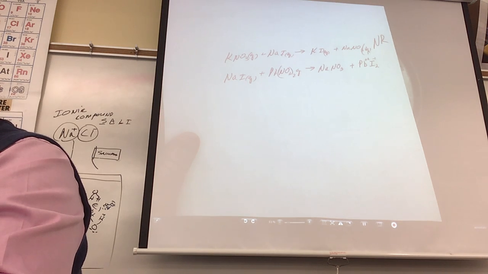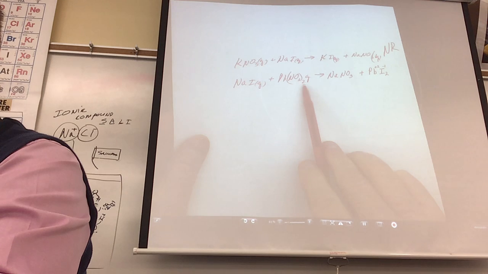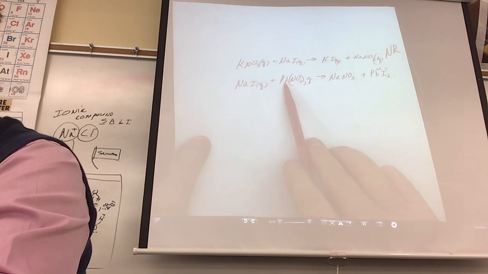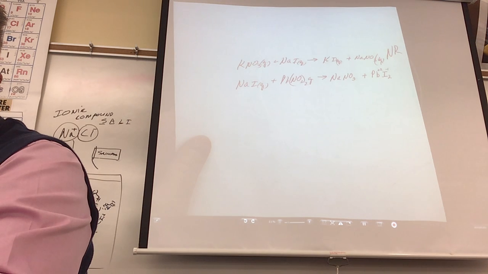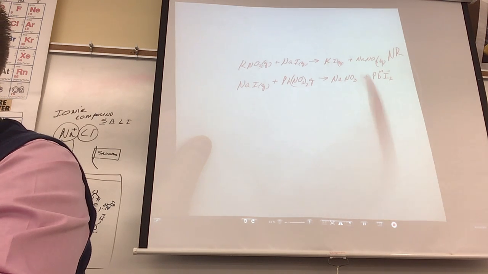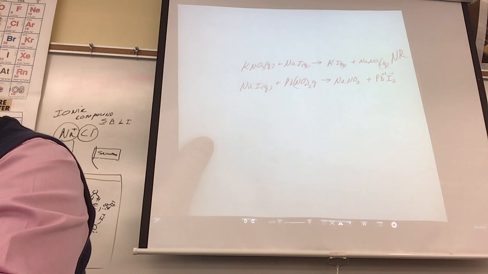How do you know it's lead 2? Oh, because over here, nitrate's -1. There were 2 of them. That means it's -2. So this lead is lead plus 2. Good question. This was lead 2 nitrate, wasn't it? So this has to be lead 2 iodide. Now, what do you think? Is a reaction going to take place?